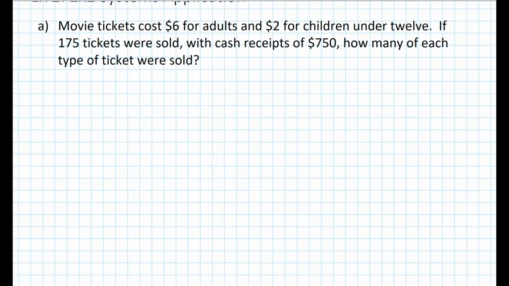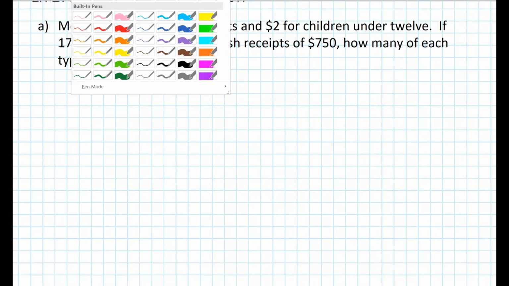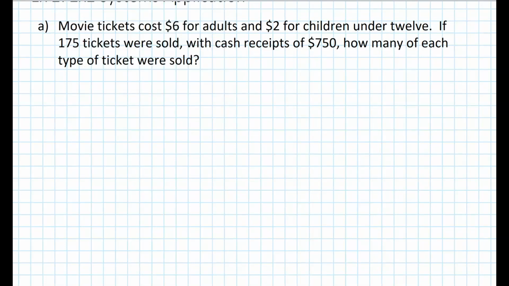How many adult and children tickets were sold? Okay, so I usually like to match my variables to whatever term is inside my application problem. So I'm going to let A equal the number of adult tickets. So what am I going to call my children tickets? C. C is equal to the number of children tickets.